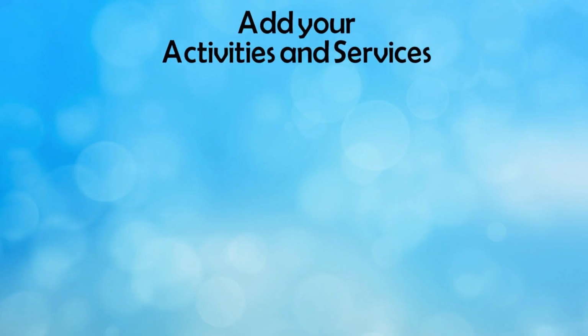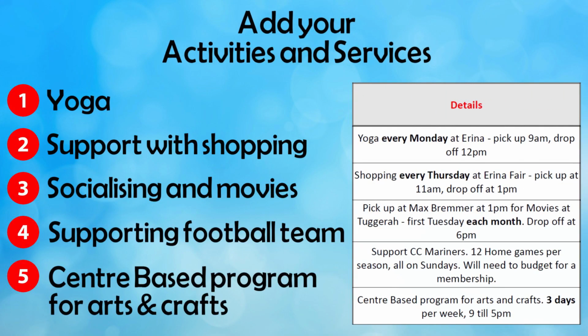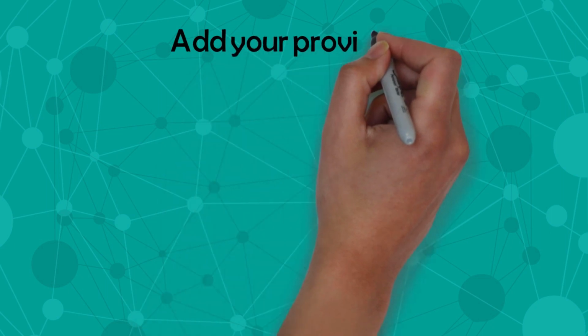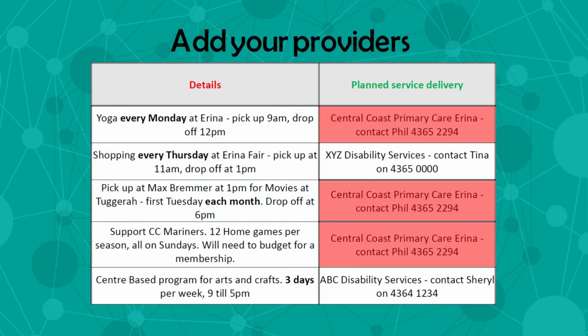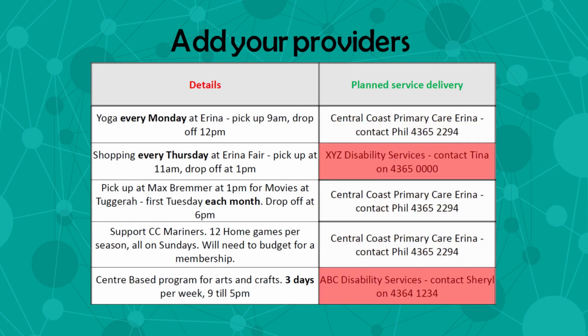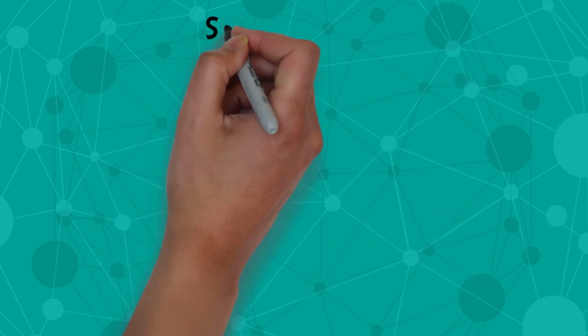In our worked example, we will take the 5 activities or services you have chosen and add them to a spreadsheet. We then add the providers and their contact details. As you can see from the planned service delivery column, 3 out of the 5 activities are delivered by Central Coast Primary Care, and 2 are delivered by other suppliers. This is often the case with our organisation, but may not always be true of others. We also have added contact names and phone numbers in case anything changes.